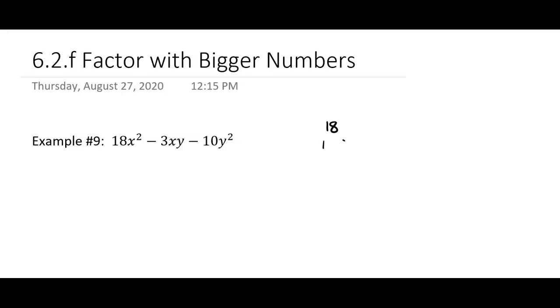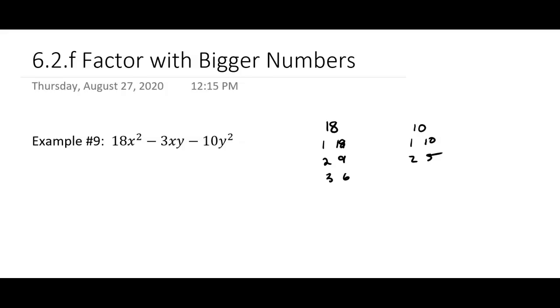Well, you got 1 and 18, 2 and 9, and 3 and 6. Okay, and then what multiplies to be 10? Well, it could be 1 and 10 or 2 and 5. Okay, so those are all the different combinations we have. There's 6 different trials, plus we have a negative, so one of them is positive and one of them is negative. So there's all kinds of, like, 12 different combinations.